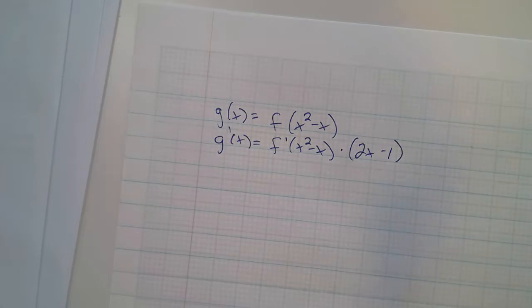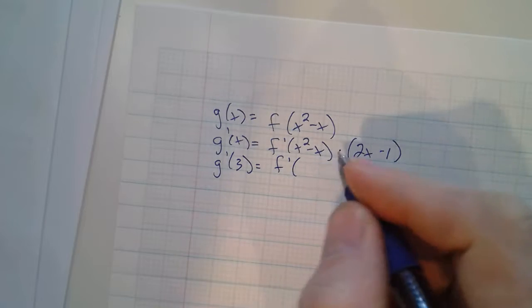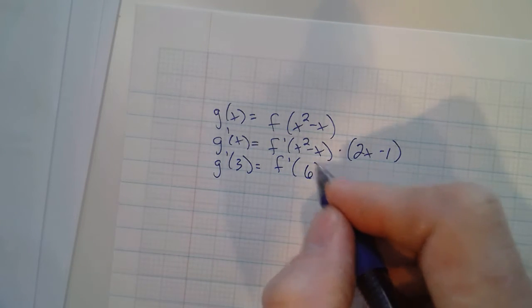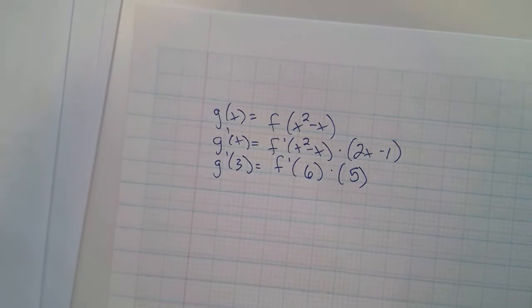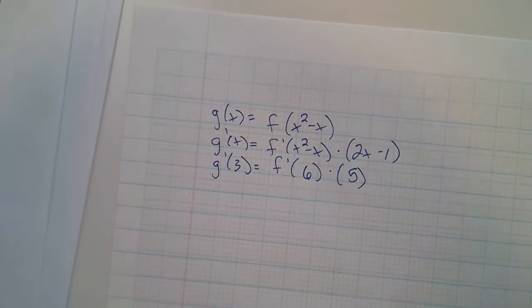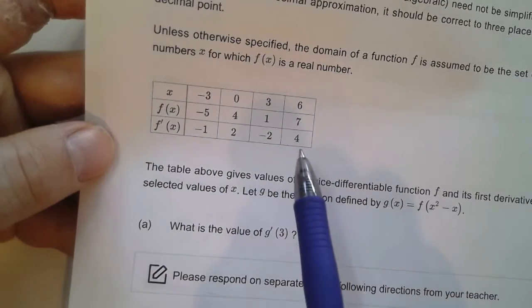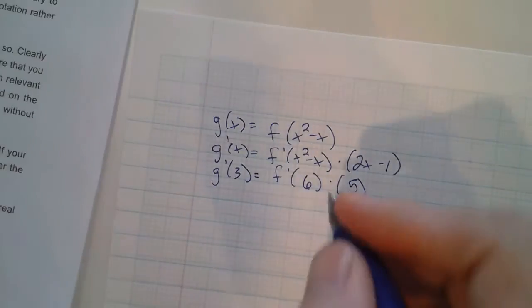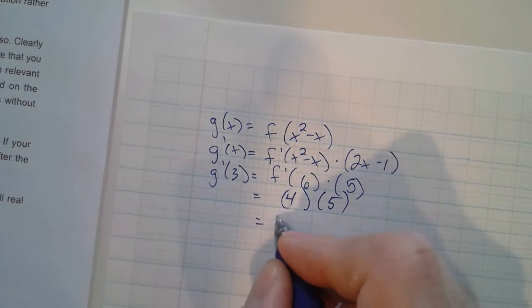In part A, we want to find g prime of 3. So we just plug in 3 squared minus 3, so that's 6, so f prime of 6 times 5, and f prime of 6 from the table. All right, f prime of 6 is 4. So 4 times 5 gives you 20.